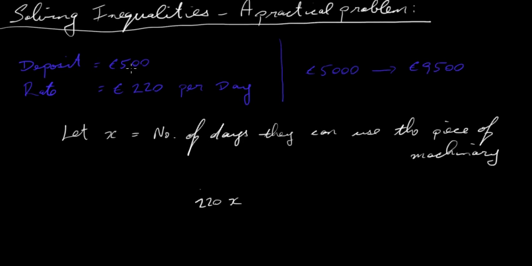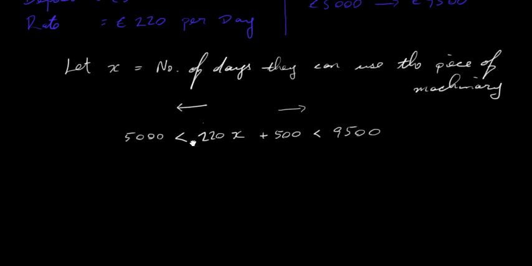However, they also have to pay initially 500 euros, so we must add that in as well. So this is the total amount that they're going to spend hiring this piece of machinery: 220 euros times the number of days, which we don't know and need to find out, plus 500. Now this has to be bigger than, reading from right to left, 5,000 euros. And reading in the opposite direction, all of this has to be less than 9,500 euros. So really all we've got to do here is solve this to find out what x is.